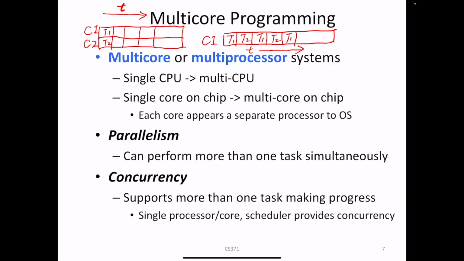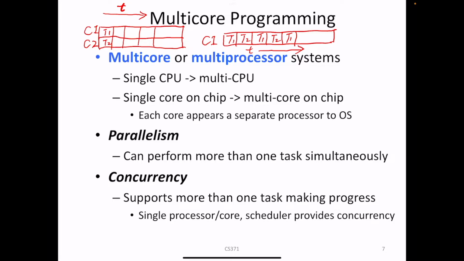To the operating system, each core appears as a separate processor. Therefore, we can assign different threads to different CPU cores to make the computer system support parallelism. Parallelism means the operating system can perform more than one task simultaneously. For example, I have drawn an example on the top of this slide.